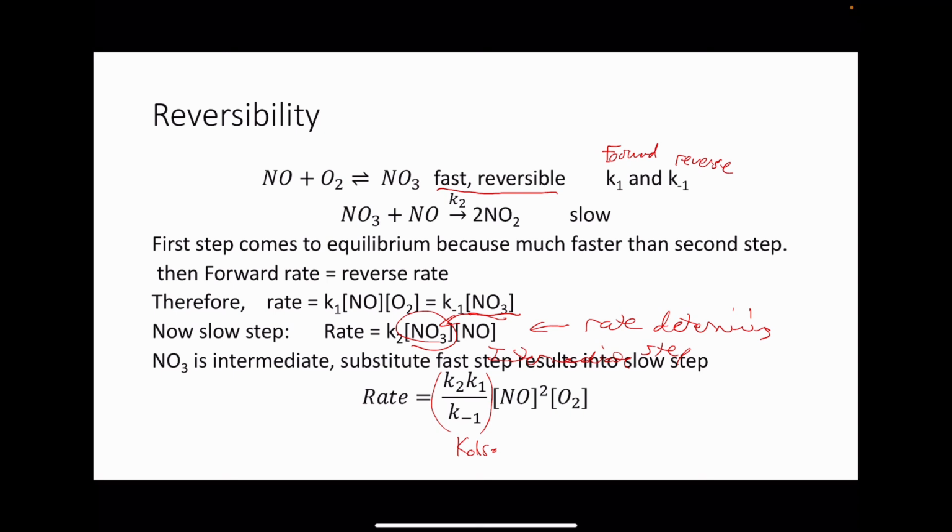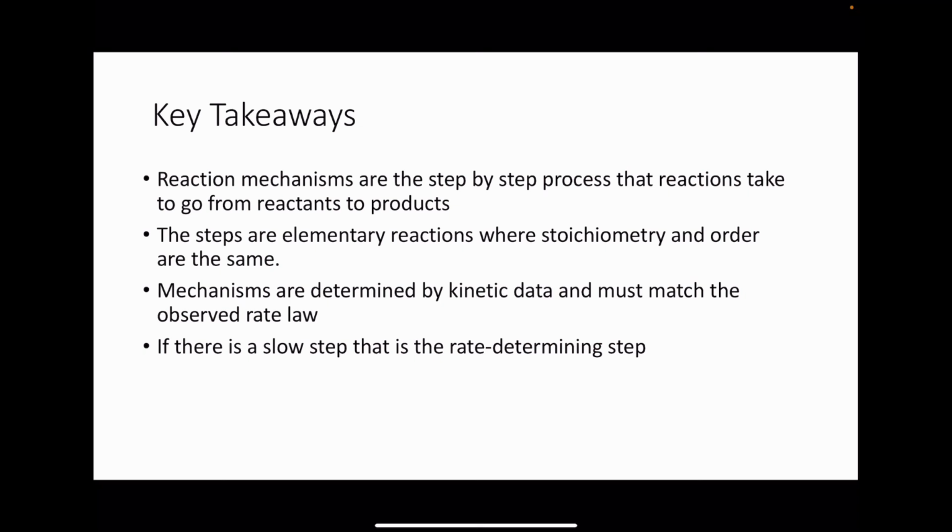Now notice we didn't have an experimental rate law for that one. But if we had an experimental one, we could compare to see if that was correct. So basically, reaction mechanisms are these step-by-step processes. It's actually the chemistry, right? If we're going from bond breaking to bond making, reactants to products. We call each of these steps elementary reactions, where the stoichiometry of that elementary reaction and the order of the reaction are the same. And then mechanisms themselves are actually derived from empirical kinetics data and must match that observed rate law.